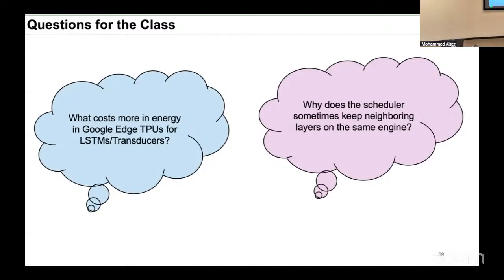And then the second question that I had was, why does the scheduler sometimes keep some neighboring layers on the same engine? To save energy, exactly.